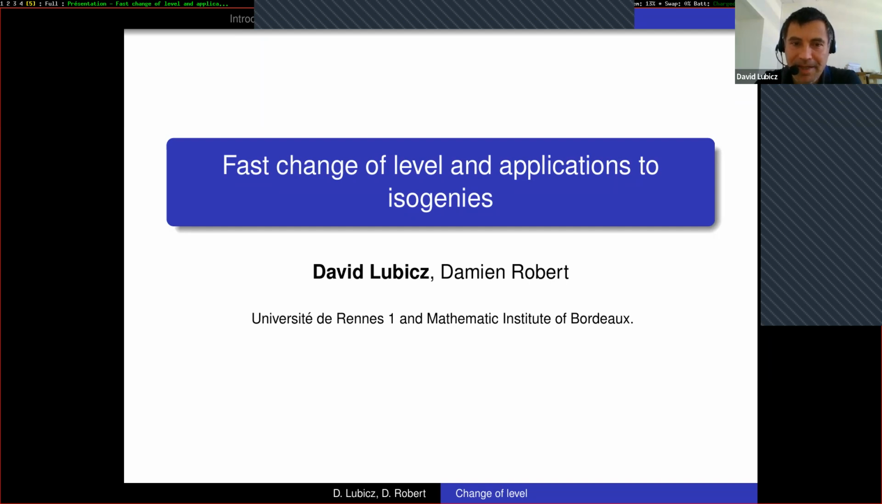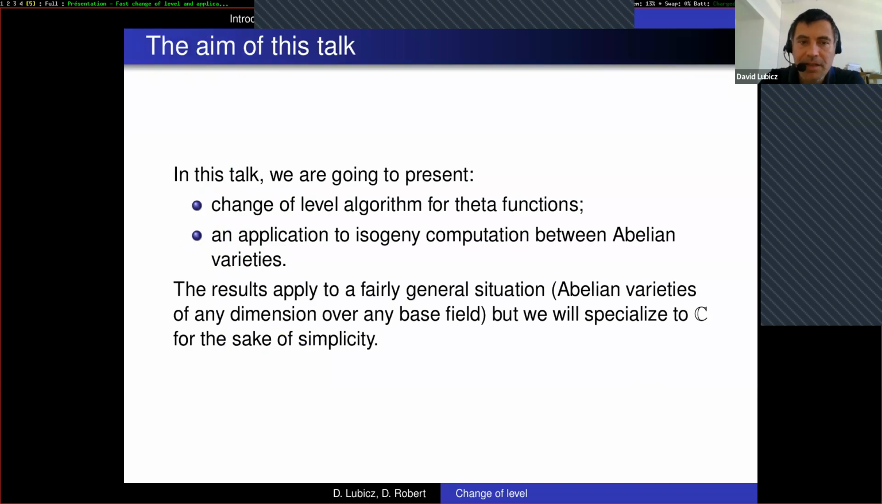So I come to the subject of my talk, which is about a fast change of level algorithm and its application to isogenies. This is joint work with Damien Robert. The aim of this talk is twofold. I would like to present what a change of level algorithm for theta functions is, and give at least one application of it to obtain a general efficient isogeny computation algorithm between Abelian varieties.